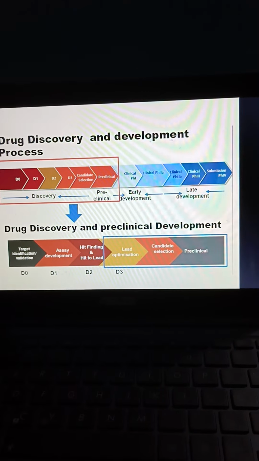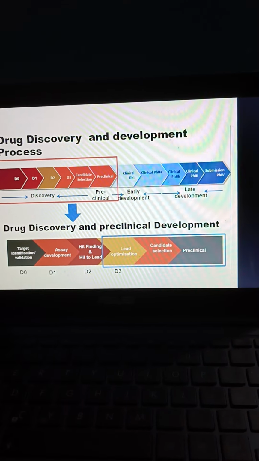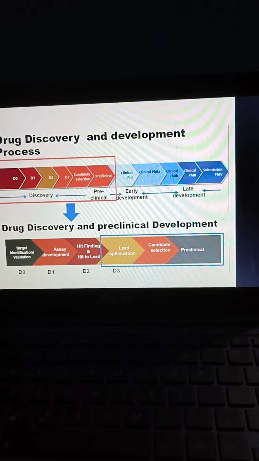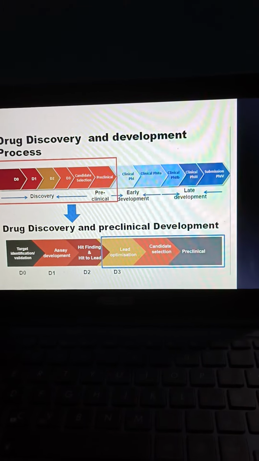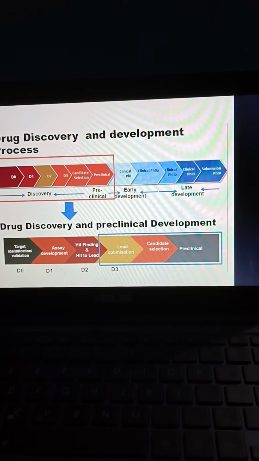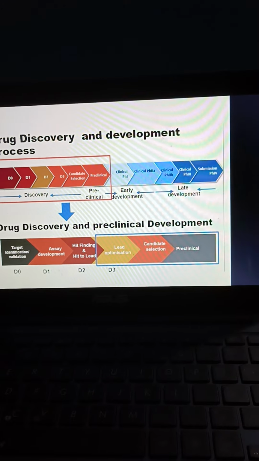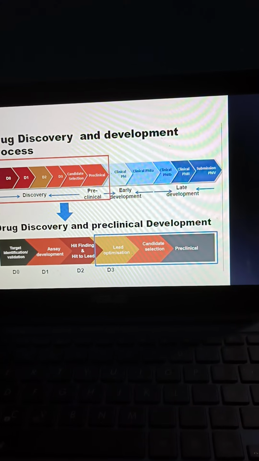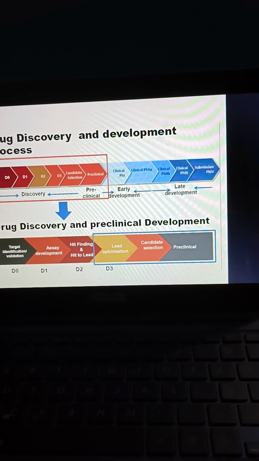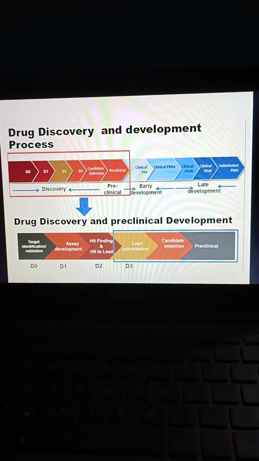So, drug discovery and preclinical development. First, target identification and validation, D0. Assay development, D1. Hit finding and hit to lead, D2. Then lead optimization, D3. After lead optimization, candidate selection, then preclinical study.